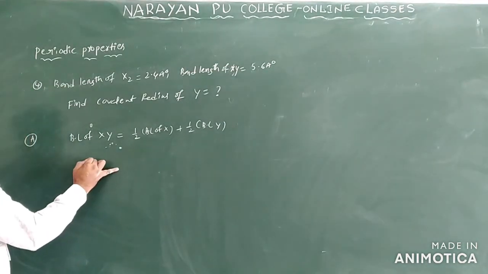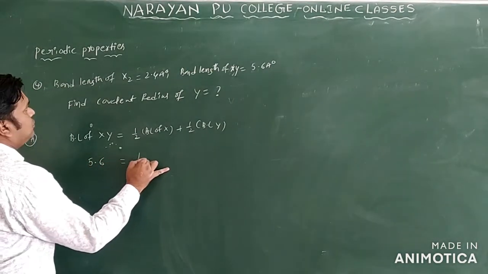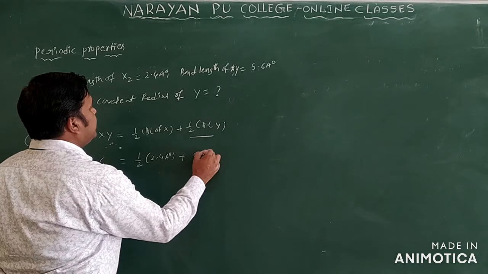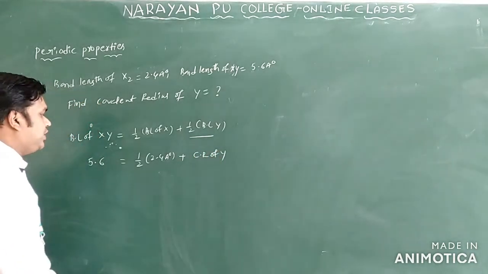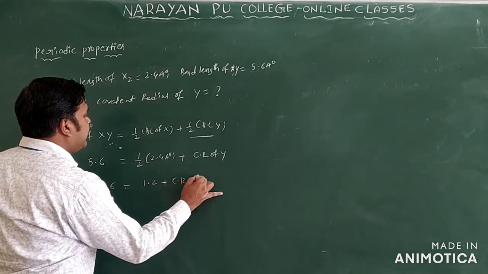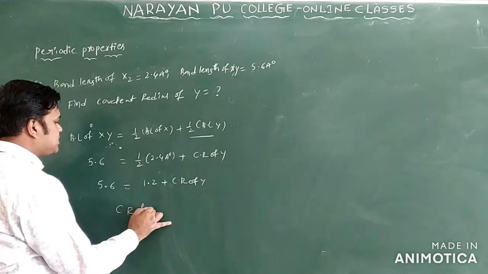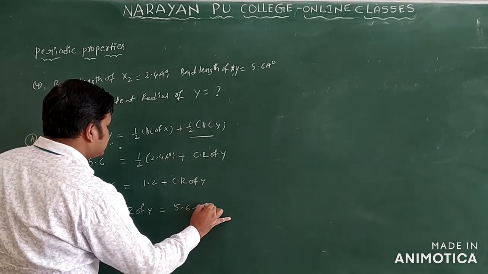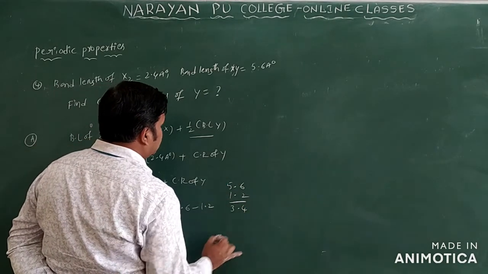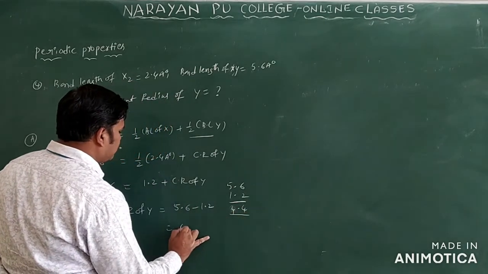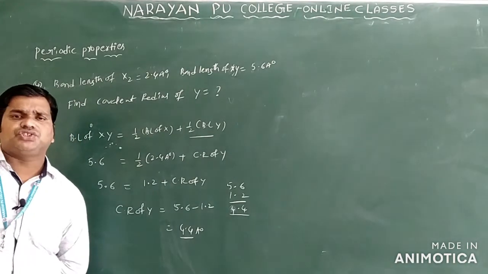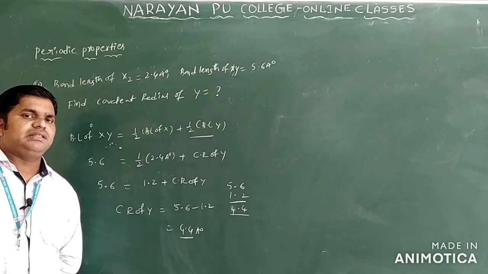How much is given? The bond length is given as 5.6, and that is equal to half into 2.4 angstrom units plus the covalent radius of Y only. So 5.6 is equal to 1.2 plus the covalent radius of Y. So the covalent radius of Y is equal to 5.6 minus 1.2, which is 4.4. So this is the covalent radius of Y only. Like this you have to do some calculations related to bond length or covalent radius.